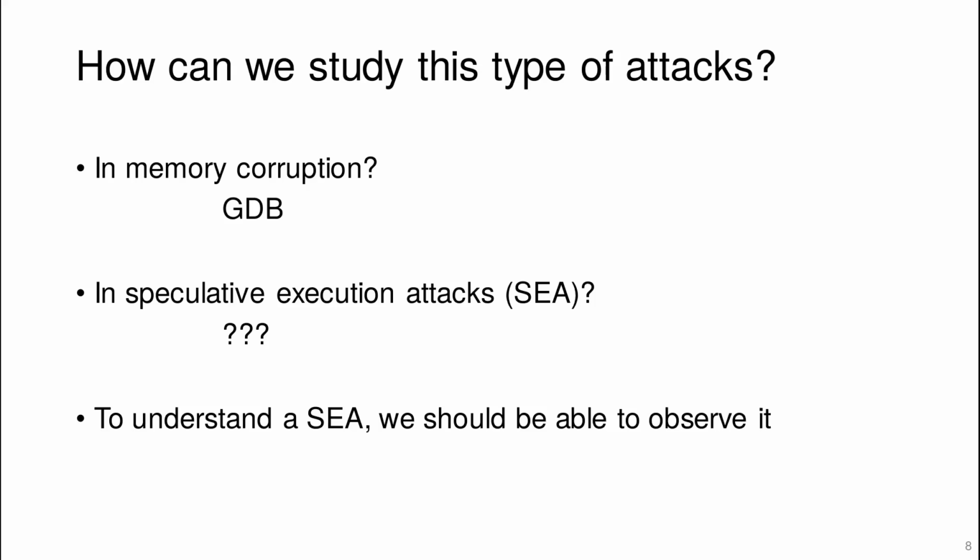Unsurprisingly, there is no such thing for speculative execution attacks. There's no GDB. In fact, there's not even an efficient way to observe what the CPU does, since all you're supposed to see at the architectural level, by definition, is what the programmer wrote in the source code.